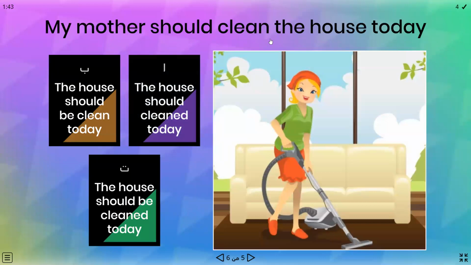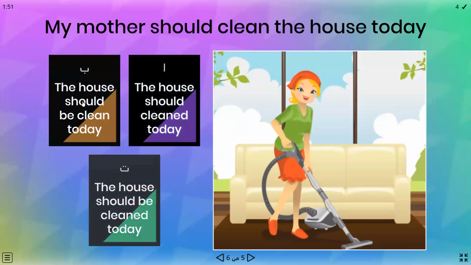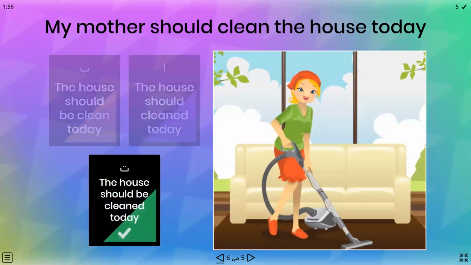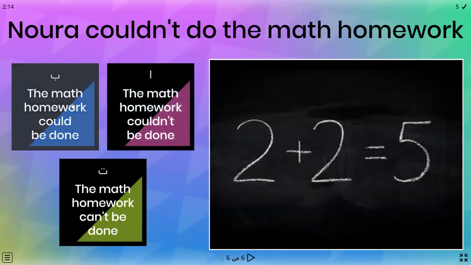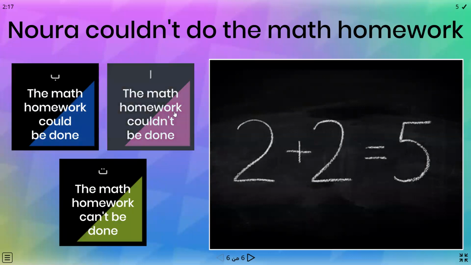My mother should clean the house today. Begin with the house. Should in the passive is should be. The house should be cleaned. Cleaned, past participle. Yes. Nora couldn't do the math homework. We begin with the math homework. Couldn't here is a modal verb in the negative, couldn't be. And then we use the past participle for do, did, done. The math homework couldn't be done. We want the negative, couldn't be done.